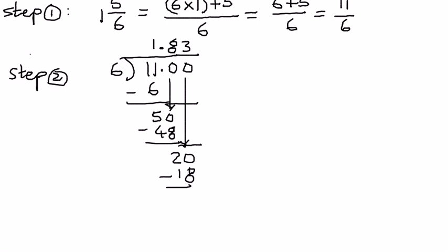When we subtract 18 from 20, we're left with 2, so we can add another 0, borrow that, and repeat the 6 times table. 6 times what number is equal to or less than 20? 6 times 3 is 18, and as we can see, this process is going to repeat itself.